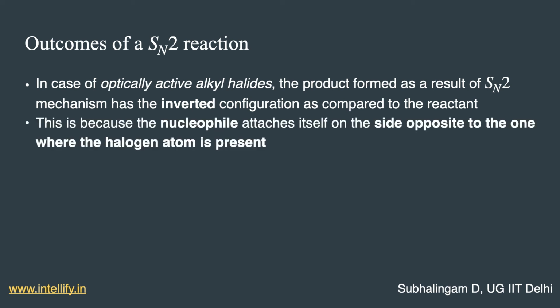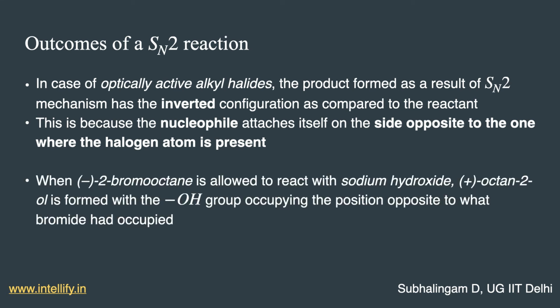be seeing why. This is because the nucleophile attaches itself on the side opposite to the one where the halogen atom is present. So if I have -2 bromooctane and I make it react with sodium hydroxide, you expect a nucleophilic substitution, and now we have seen that we will be getting plus octane 2-ol, that is an inversion in configuration. So why is there an inversion?